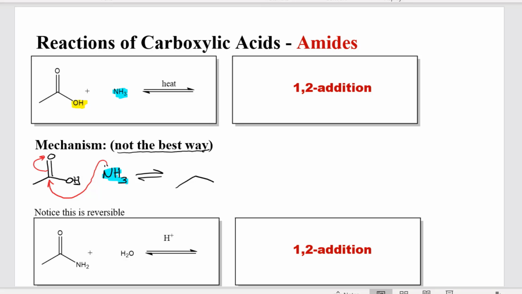Driving the nitrogen on, driving the oxygen off. Notice we're not using acid-base chemistry here. We technically are. We have an acid, we have a base. So technically we are under acidic and basic conditions, but that's what the heat is for.